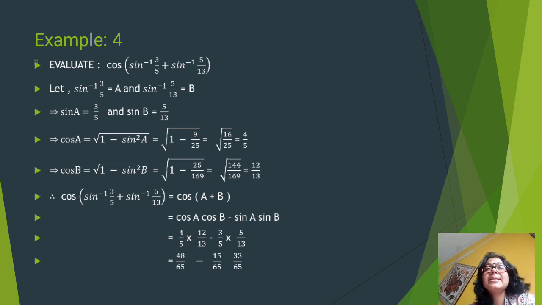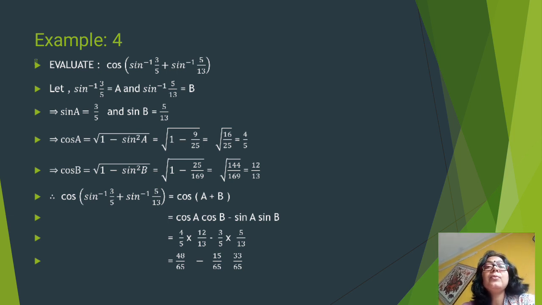Now come on to the next sum, that is evaluate cos of sin inverse 3 by 5 plus sin inverse 5 by 13. Actually we need to get this inside the bracket. First term we will write as a and the second term we will write as b. So inside the bracket the terms are coming now cos of a plus b. Let us see how to do it. That is sin inverse 3 by 5 we have written a and sin inverse 5 by 13 written as b. So obviously sin a is 3 by 5 and sin b is 5 by 13.